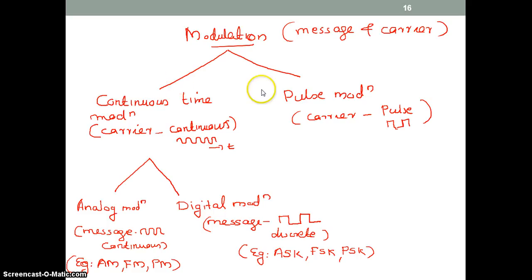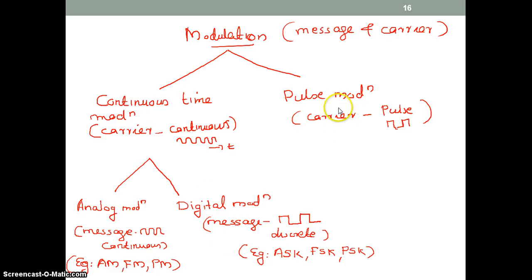Modulation is classified into two types based on carrier: continuous and carrier pulse. Continuous time modulation and pulse modulation. Now here message can be continuous and message can be discrete. So remember one thing, when we are telling it is digital modulation, message will be discrete. Message will be digital. So here carrier is continuous and message is digital. So it is digital modulation.